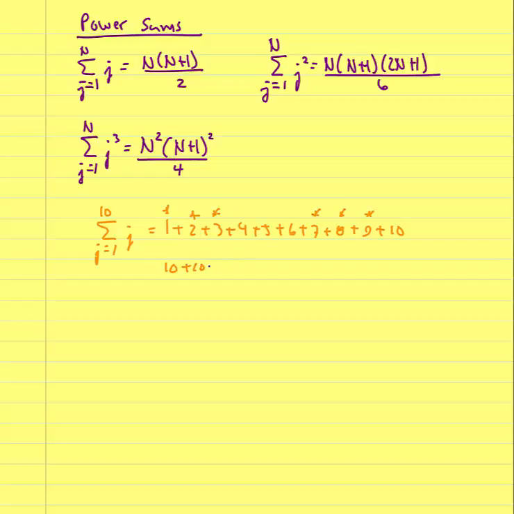3 plus 7 is 10. And we're really good at adding 10s. 4 plus 6 is 10, and of course I have 10 itself. Then I have this 5 left over. So I have 10, 20, 30, 40, 55. So the sum here is 55.